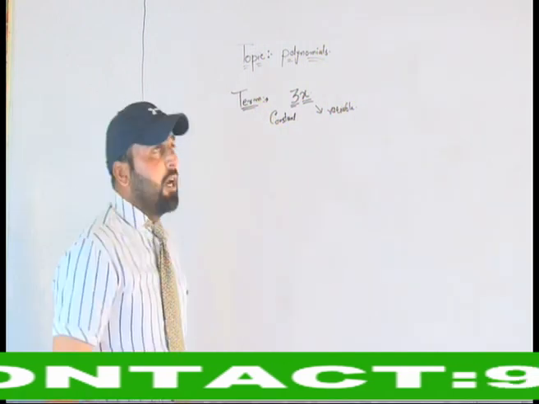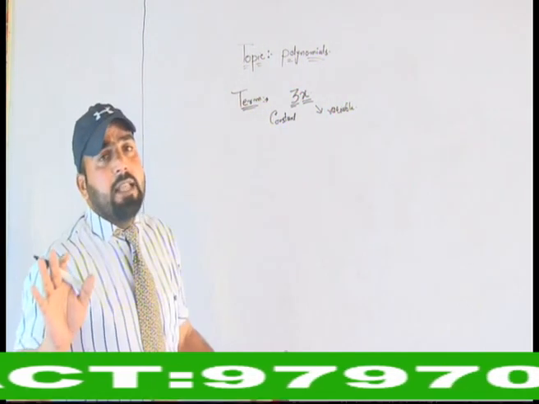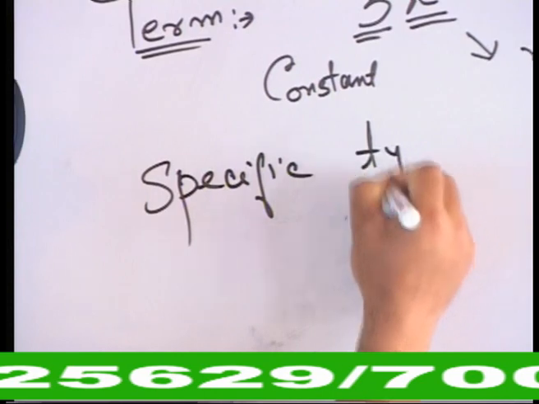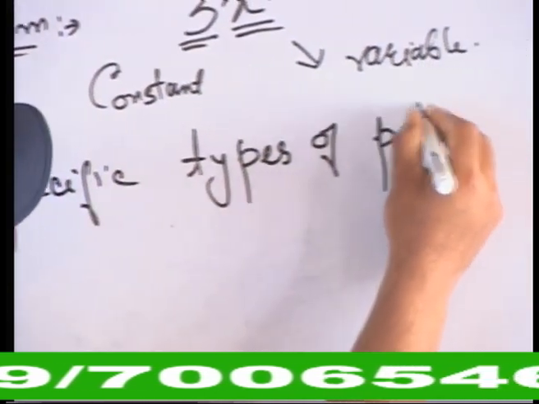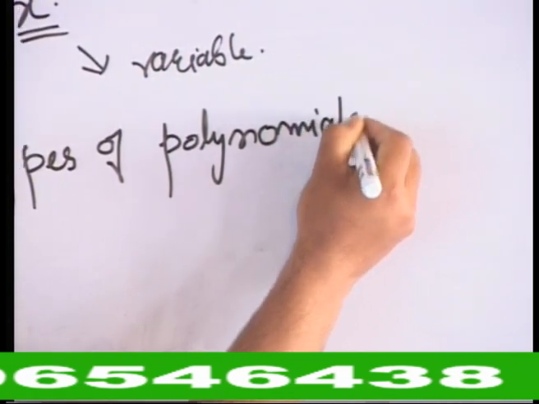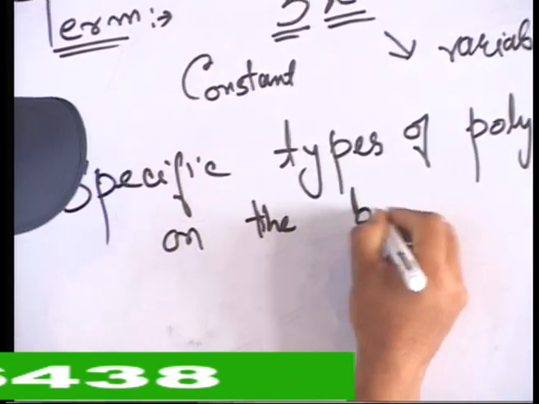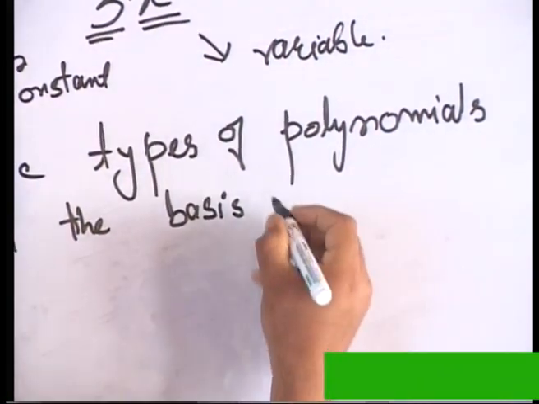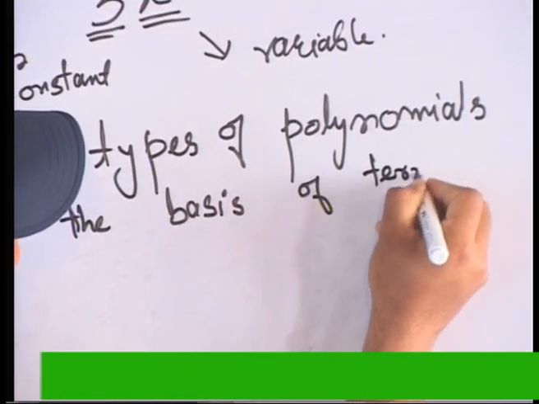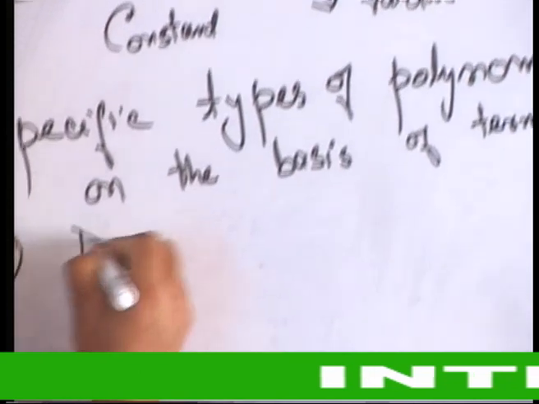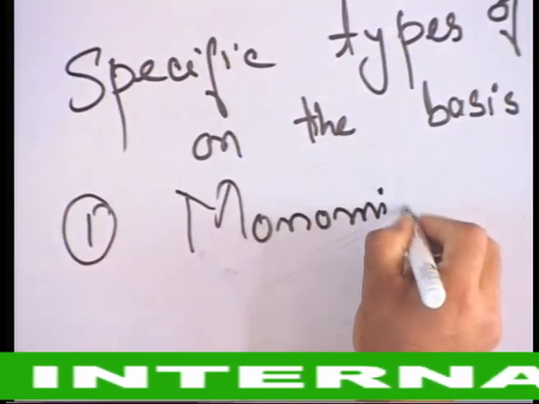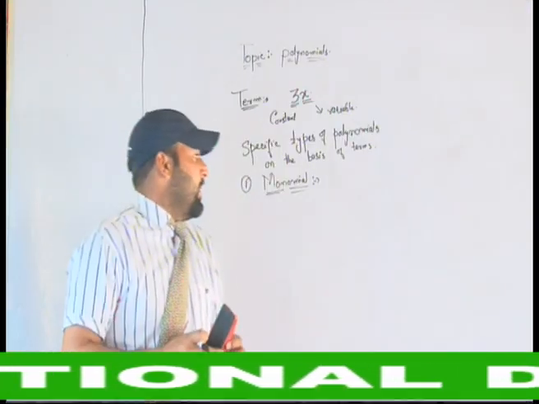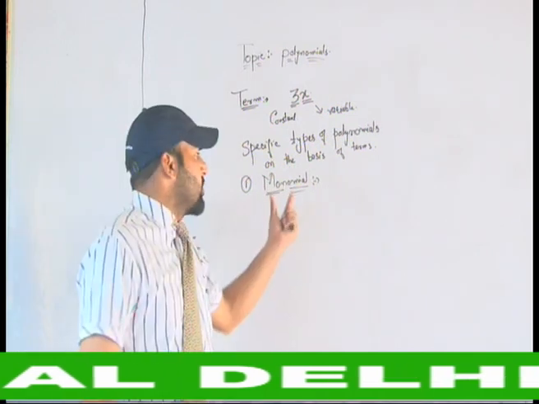Today we are going to learn the specific types of polynomials on the basis of terms. Already I have made it clear what the term of an algebraic expression is. The first is monomial. Mono means one. So the polynomial which contains only one term is called a monomial.